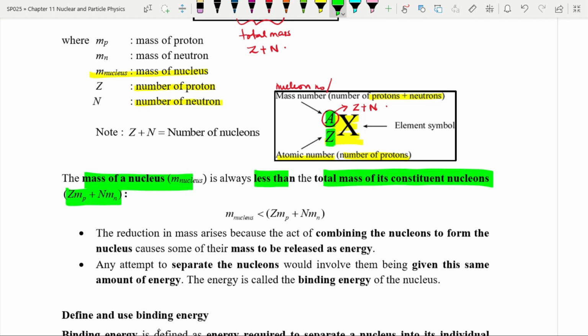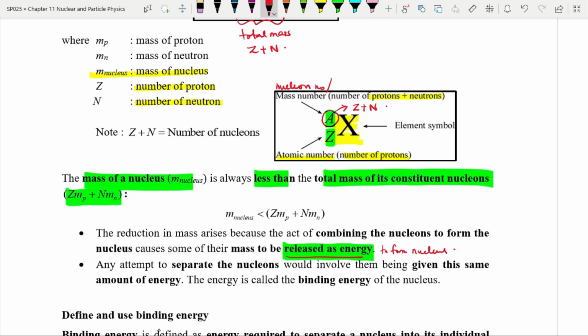Yang pertama, because bila kita nak combine this proton and neutron, dalam chemistry kita belajar, untuk kita form bond, to combine, kita akan release energy. So of course bila kita release energy, the mass will be slightly less. So that's why mass of nucleus ni kurang sebab ada energy keluar in order to bind the proton and neutron together. Itu yang pertama. Disebabkan dia release energy to form nucleus, to bind the proton and neutron, of course lah, the mass of nucleus will be slightly less than total mass of proton and neutron.